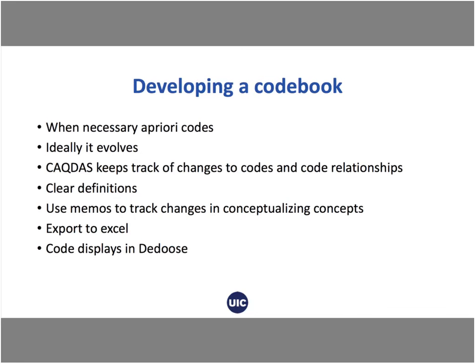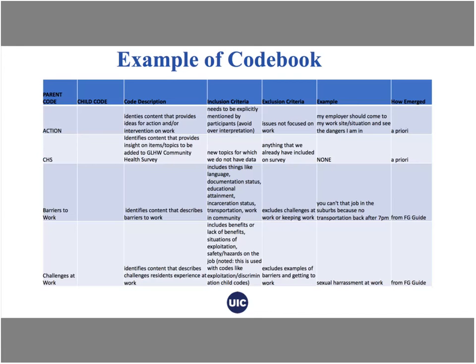You want to have clear definitions. I often export my code book to Excel and then have a record of it and can play around with it. And I'll show you some examples of codes in the CAQDAS I'm going to show you. Here's an example of a code book. You often have a parent code and some child codes.